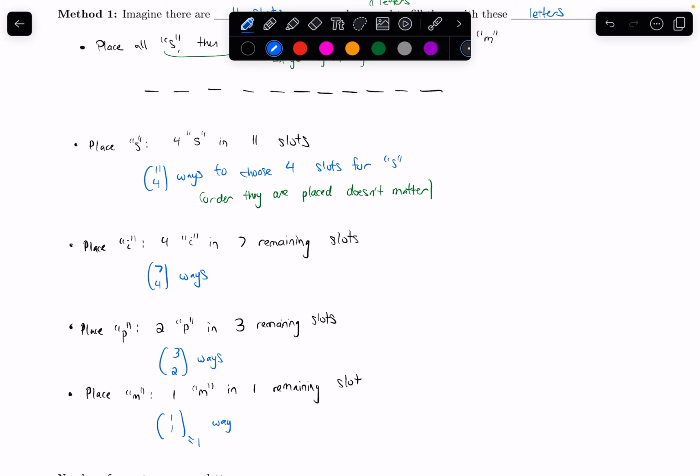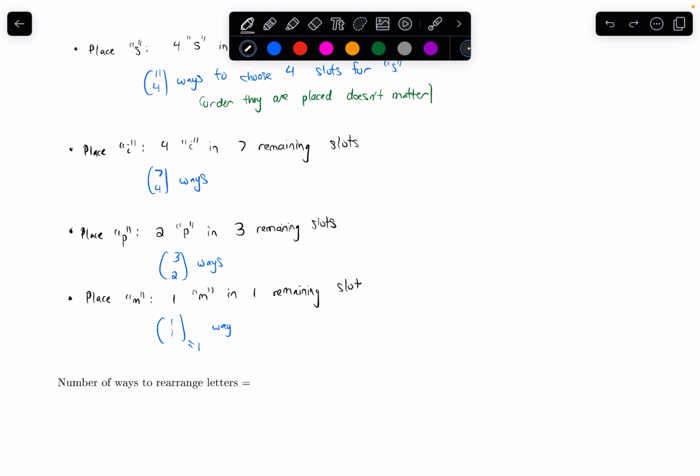All right, so I have the number of ways for each of these steps. Now to put it all together, we multiply these quantities. So the total number of ways to rearrange the letters is 11 choose 4 times 7 choose 4 times 3 choose 2 times 1 choose 1.